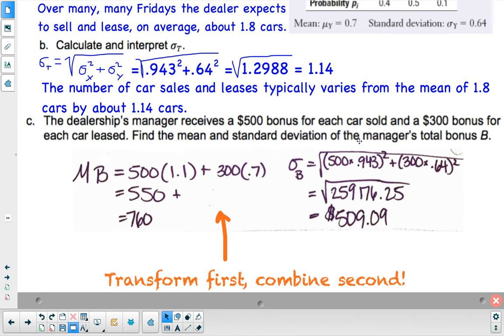The standard deviation, you do the same, where you scale it up because you're converting from cars to dollars, and then find the standard deviation. You wouldn't want to just take the mean of distribution T and multiply by 800, because it's different. That $500 occurs a different amount than the $300. So transform first, combine second.